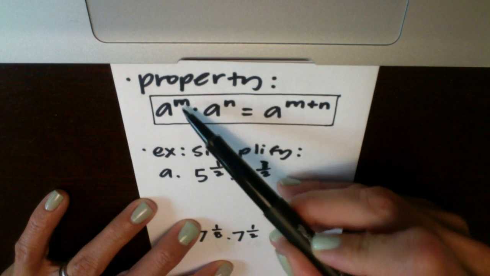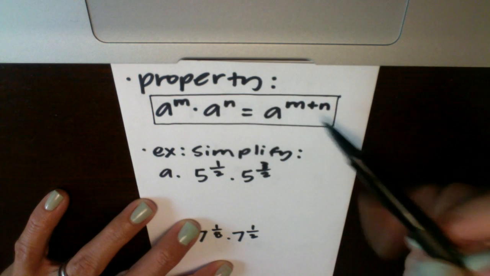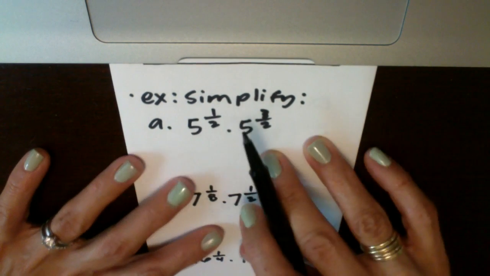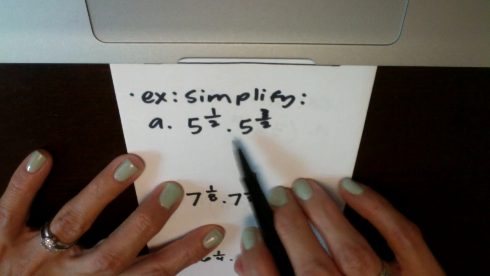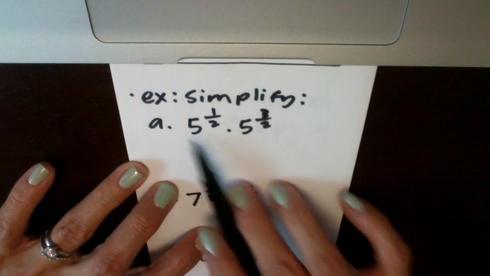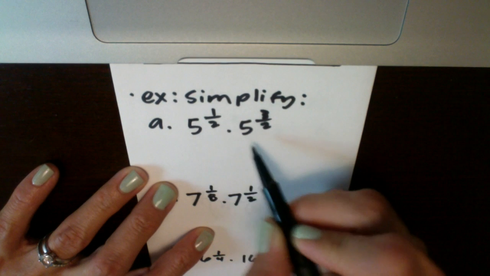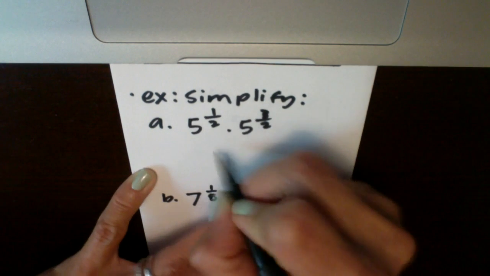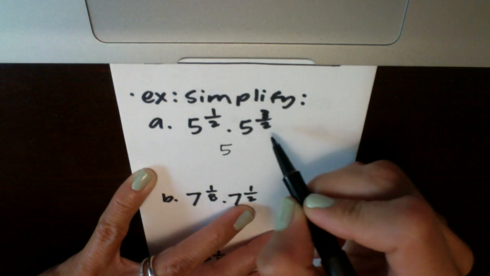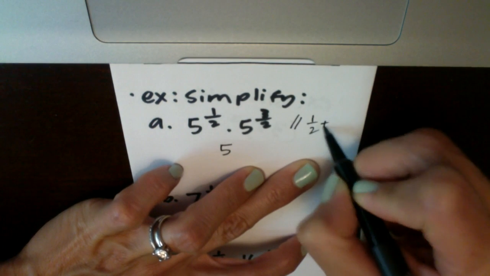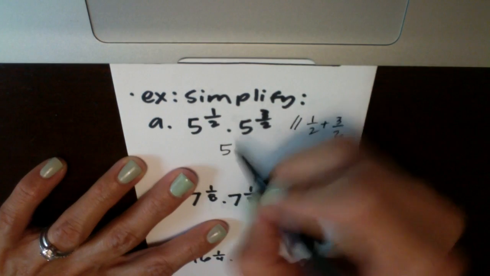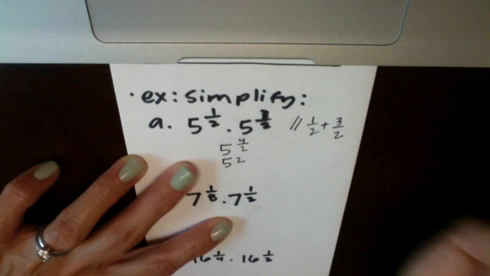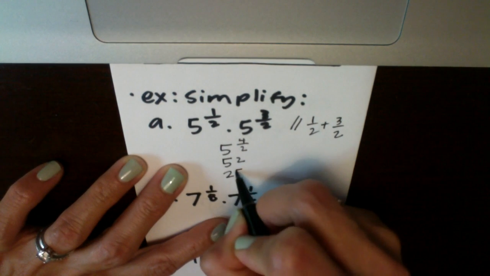To start with the property a to the m times a to the n equals a to the m plus n. The first example is 5 to the 1/2 times 5 to the 3/2. Because you have the same base, you leave the base the same when you're multiplying, but you add those exponents. So we'll get 1/2 plus 3/2, which makes 4/2, which you can reduce to get 5 squared, or you can write your answer as 25.